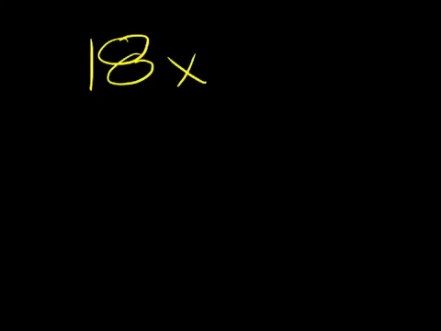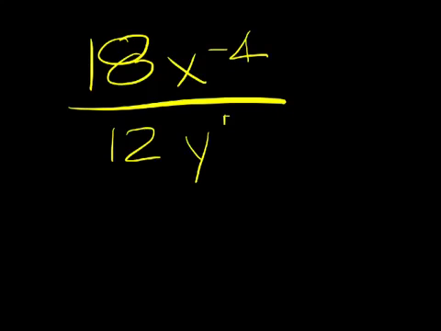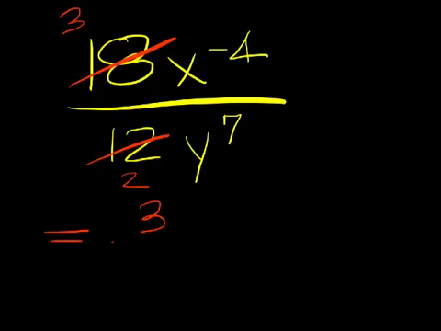18 x to the negative fourth over 12 y to the seventh. What we're adding on now is a fraction of 18 over 12. So your first step is to reduce 18 over 12. Find the highest number that goes into 18 and 12. That would be 6. 6 into 18 3 times, into 12 twice. So you start out with a 3 over 2. And now go to your variables.